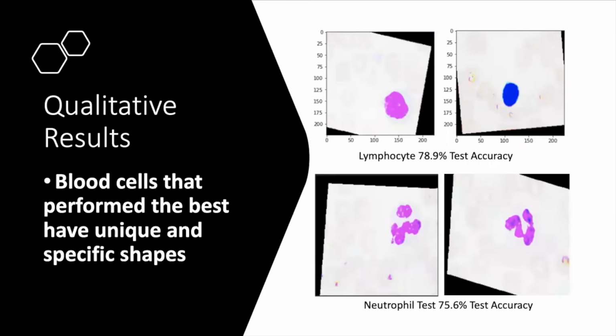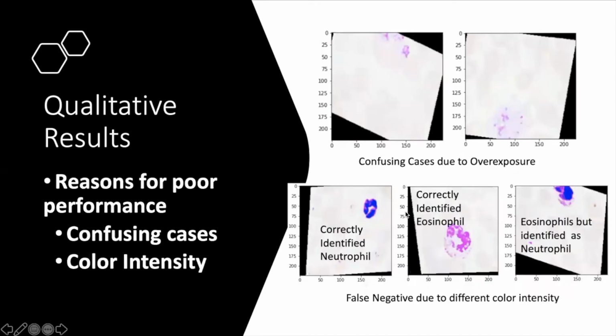Lymphocyte and neutrophil are the two most accurately identified cell types because they have distinct and unique features that can be accurately captured by our model. For example, lymphocytes are round and neutrophils have two-lobed nuclei. Some cell images have lost their unique features after processing, which creates confusing cases that result in inaccurate predictions. Moreover, blood cells of the same type can have very different colors of their nuclei. Therefore, the team has found that the randomness in color intensity greatly reduces our model's accuracy.